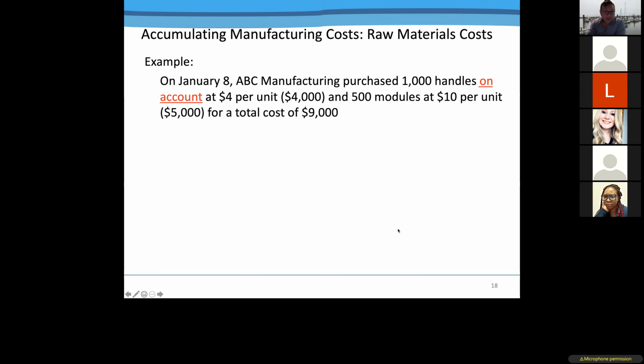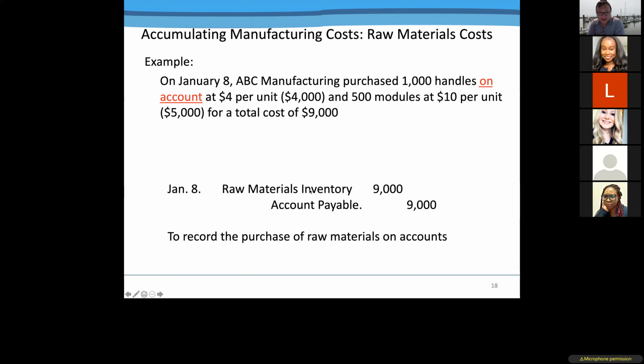So here's one example. January 8, ABC Manufacturing purchased 1,000 handles on account at $4 per unit and 500 modules at $10 per unit. So the total cost will be 4,000 plus 5,000, 9,000, right? What's my journal entry? Do you debit raw materials and then credit accounts payable because it's on account? Very good. So you debit raw materials inventory 9,000, credit accounts payable because this purchase is on account, right? And then you have a description to record the purchase of raw materials on account.